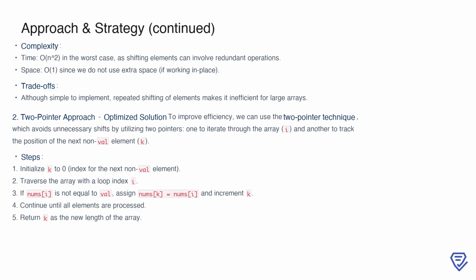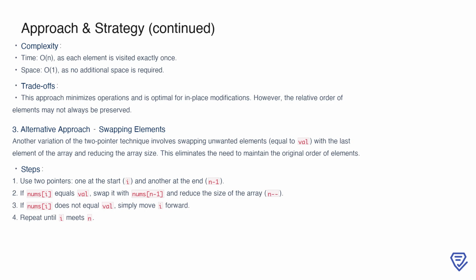This reduces the computational overhead significantly. The two-pointer approach improves efficiency by ensuring each element is processed only once. Here's how it works: we initialize a pointer, k, to track the position where the next non-target element should be placed. As we traverse the array with another pointer, i, we check if the current element is not equal to the given value. If that's the case, we copy the element to the position indicated by k and then increment k. This process continues until we've gone through all the elements.